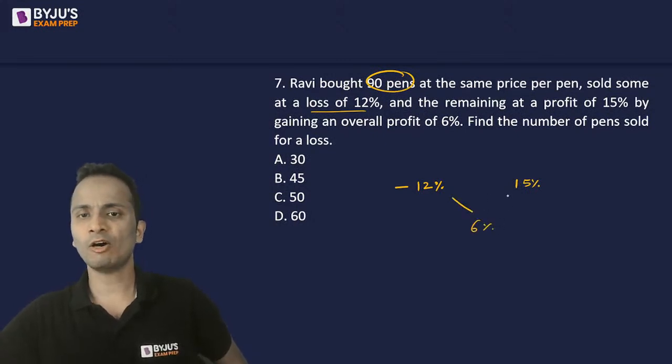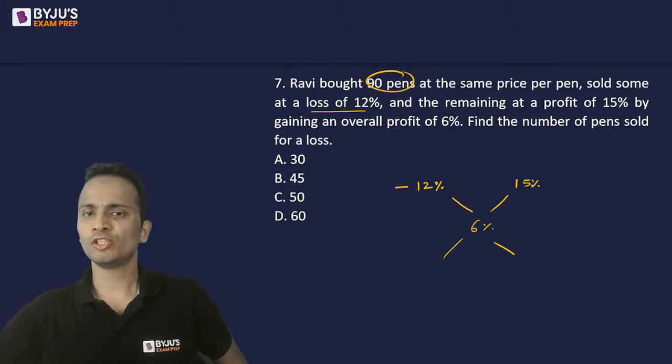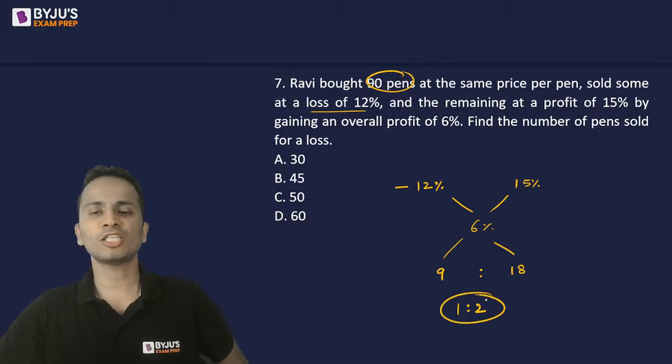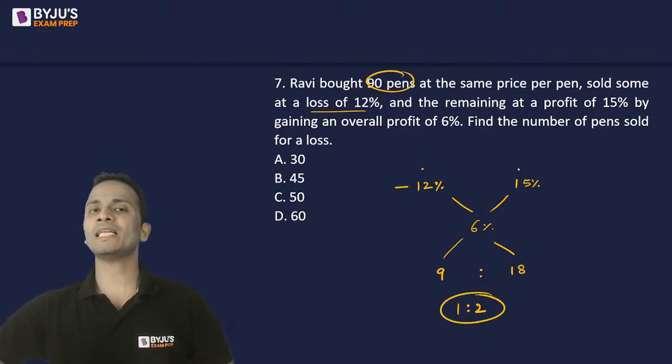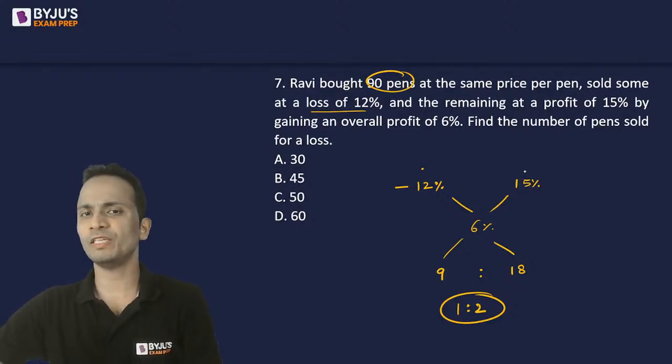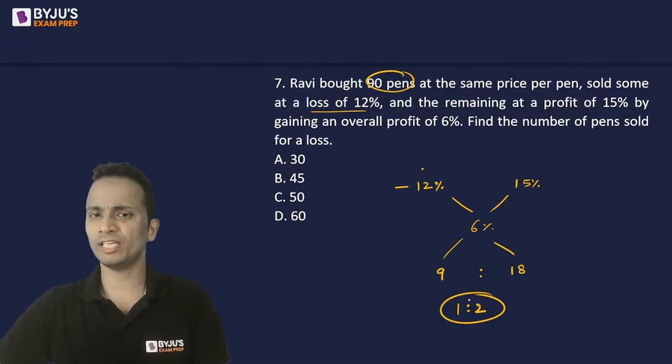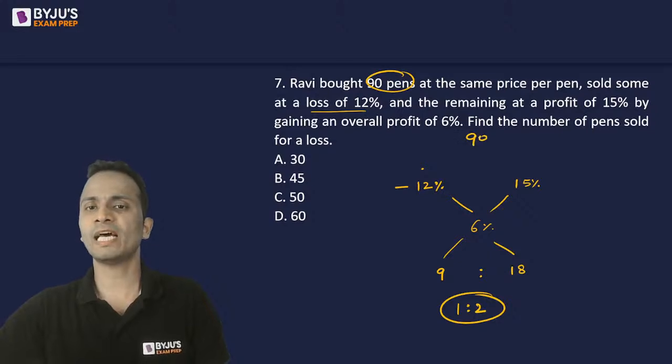Now you can apply alligation here. So 15 and 6, the difference is 9. Minus 12 and 6, the difference is 18. So the ratio comes out to be 1 is to 2, right? So the number of pens sold at a loss of 12% and the number of pens sold at a profit of 15% are in the ratio 1 is to 2. The total number of pens is 90.